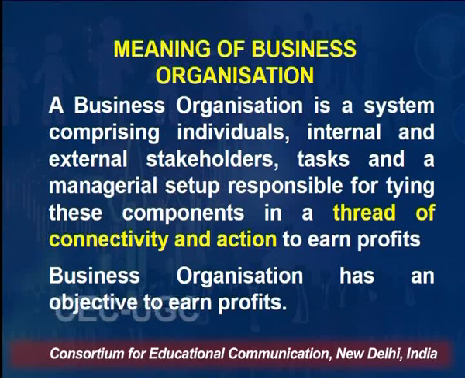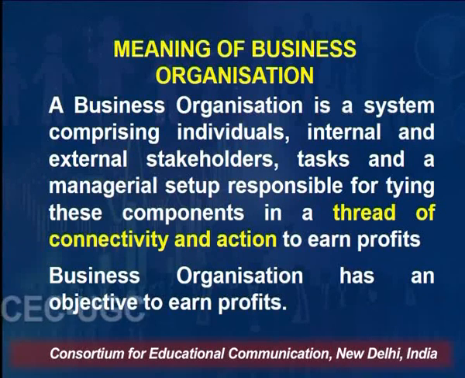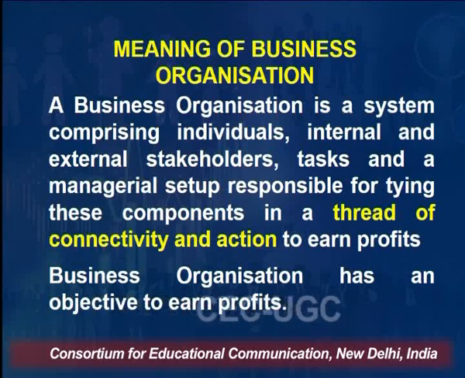Now what is business organization? It's a system which comprises individuals, internal and external stakeholders. It comprises even the thread of activities and actions which that organization carries out to earn profit. The important thing is that there is a thread of connectivity, a thread of actions taking place in that organization with an objective of making money, right? So we are undertaking these activities to earn profit. Primarily, a business organization has the objective to earn profit.